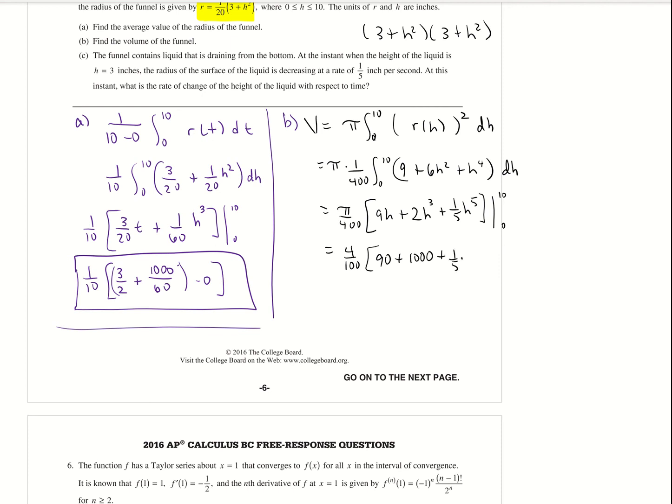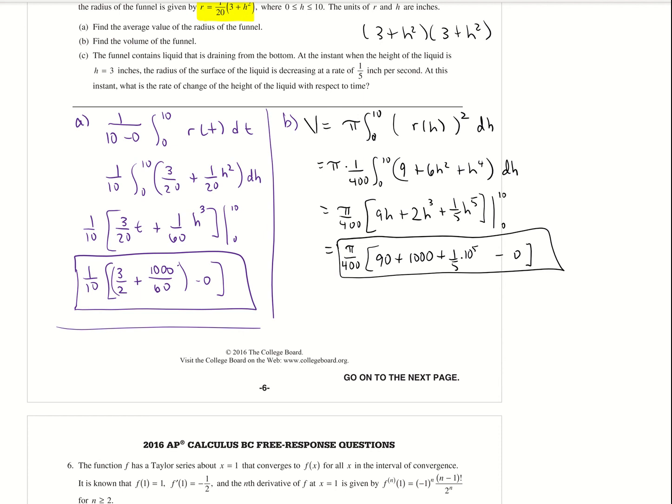I'll just do 1/5 times 10 to the 5th. I just don't want to write all those zeros. And then all of that minus 0. And I would leave it like that. Oops, I almost wrote this wrong. This is pi and 400. Not sure how it magically changed. Glad that eventually I saw that before I moved on.